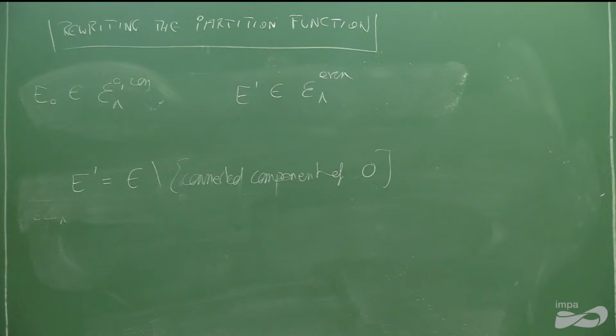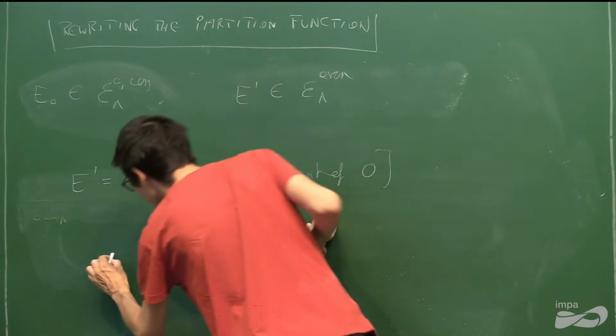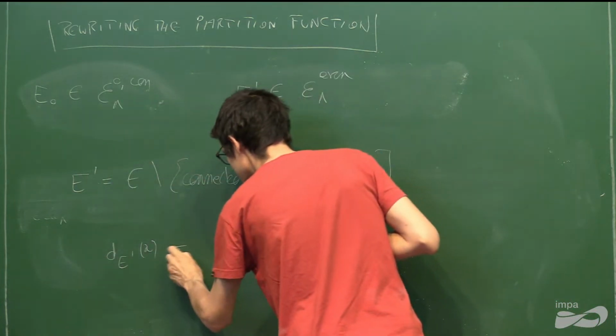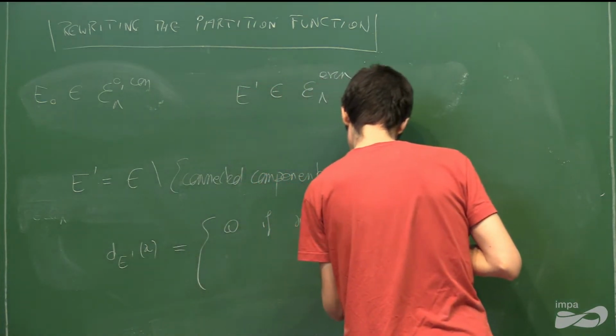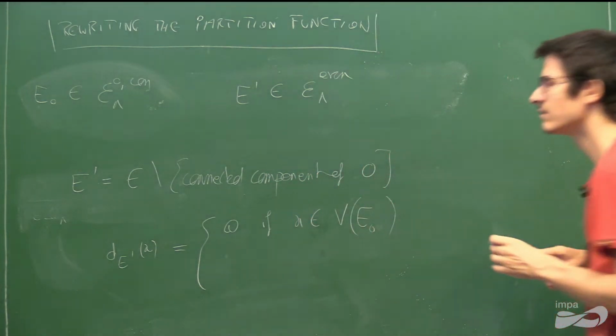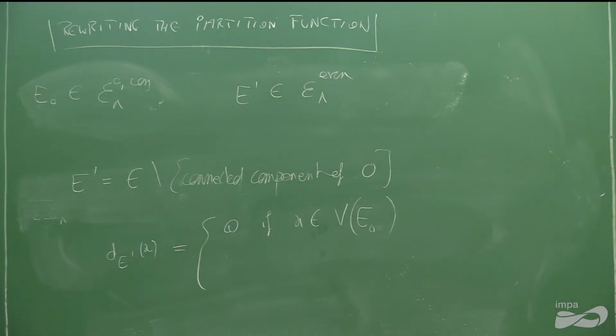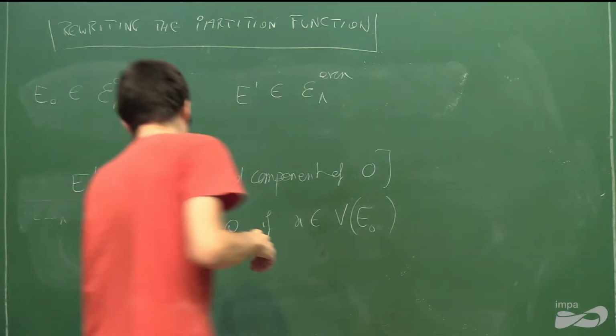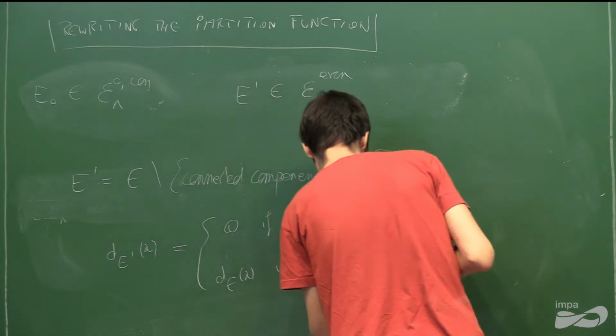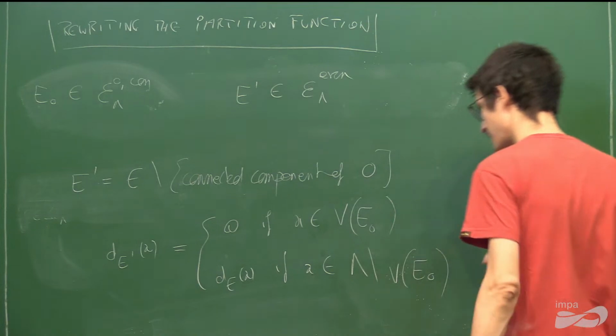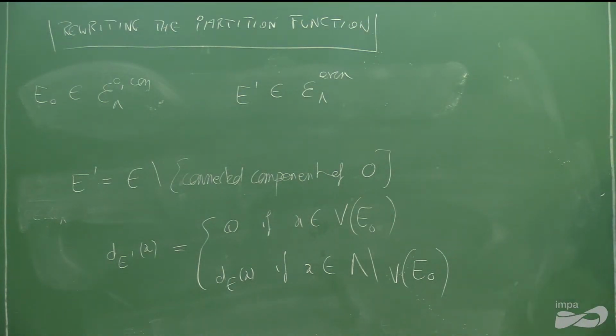And if you look now at this thing, well, this is equal to 0 if x belongs to V of E0. Okay, by definition, we have taken away all the edges of E0. And because E0 is defined as the connected component of 0, the other edges that are adjacent to these vertices cannot be in E. And it's equal to dE of x if x belongs to lambda minus V E0. Okay? And this is even.